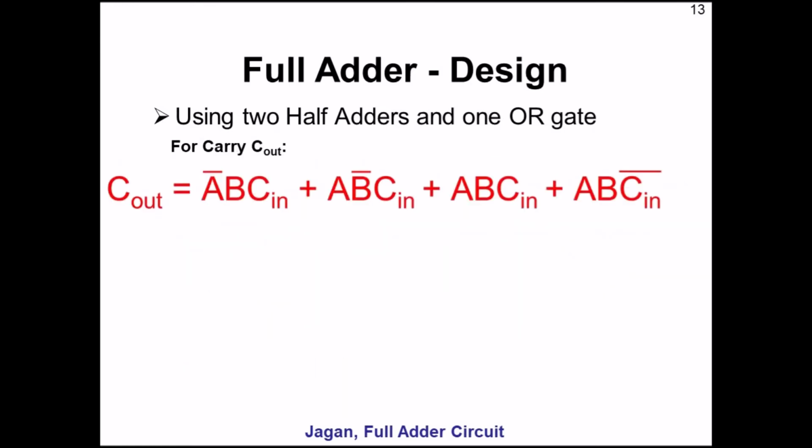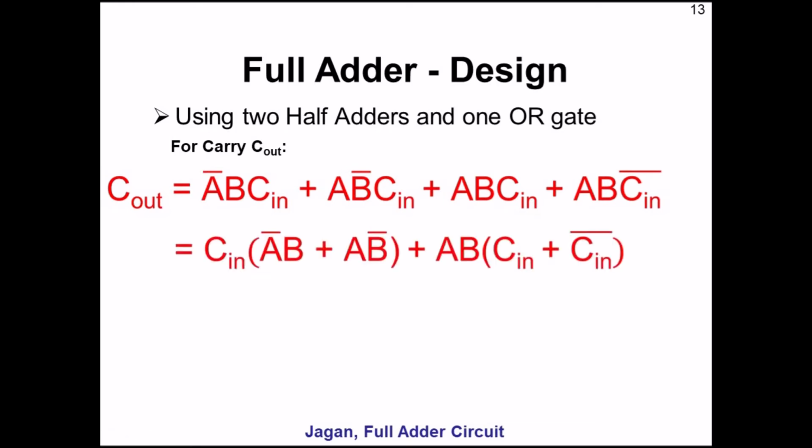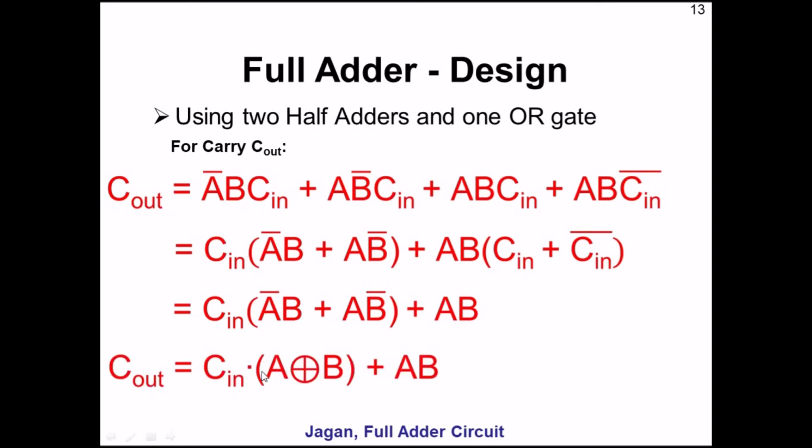And similarly for the carry expression, A bar B Cn plus A B bar Cn plus A B Cn plus A B Cn bar, right? So I am just taking Cn common, right? So A bar B plus B bar A, then here I am having A B, right? Cn plus Cn bar becomes 1. So finally I will be having Cn into A bar B plus A B bar plus A B. So I can write this as Cn into A XOR B plus AB.